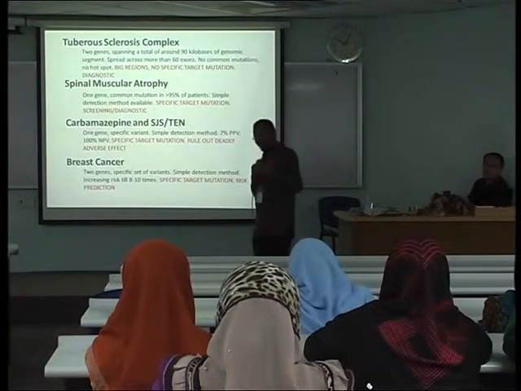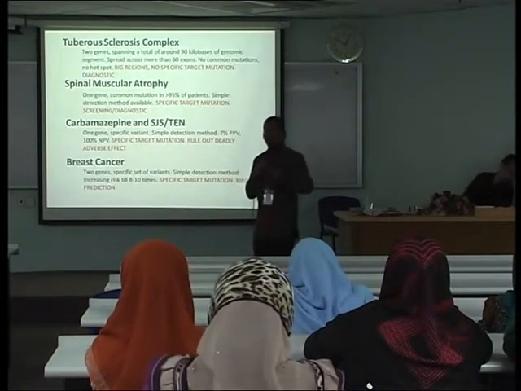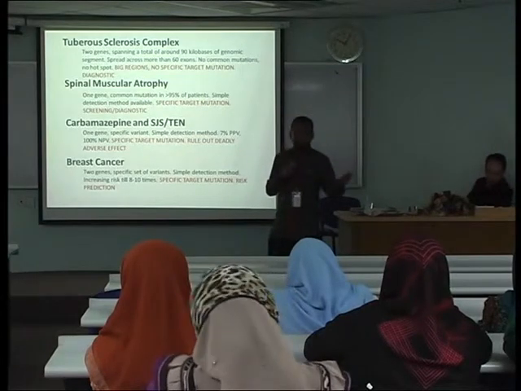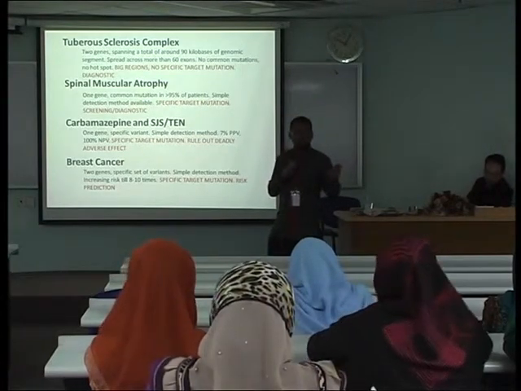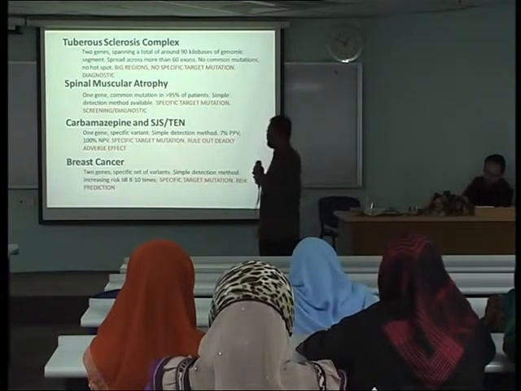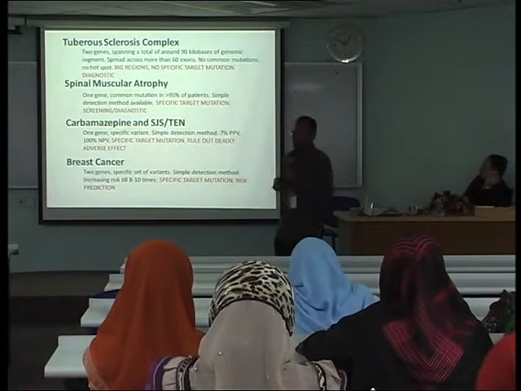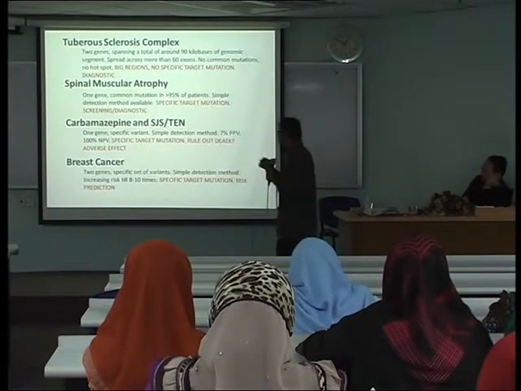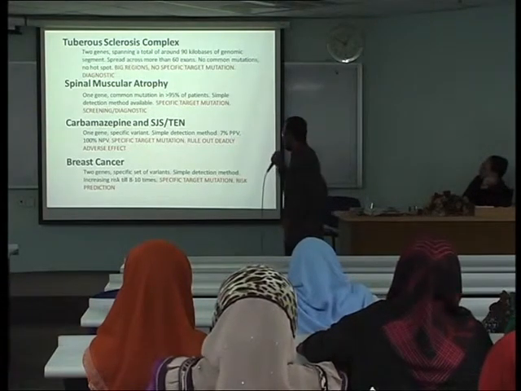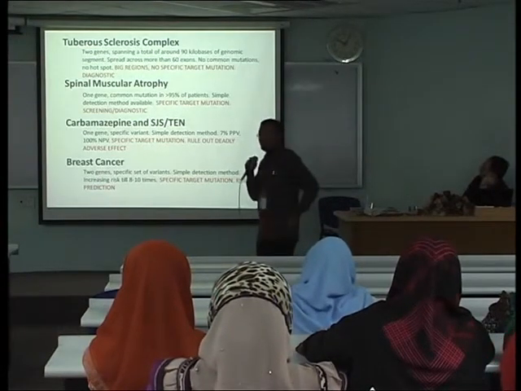But if you don't have the genetic variation, you will be safe. None of the individuals without the genetic variation for SJS will develop Stevens-Johnson. So this is important in terms of ruling out deadly adverse events. And then breast cancer. There are two genes, so-called BRCA1 and BRCA2.